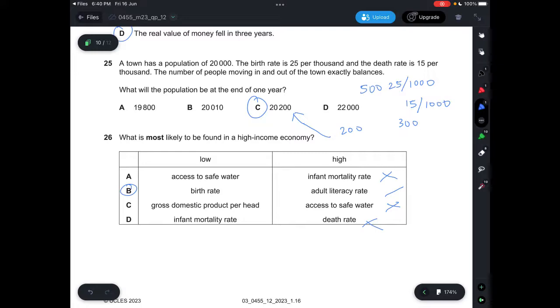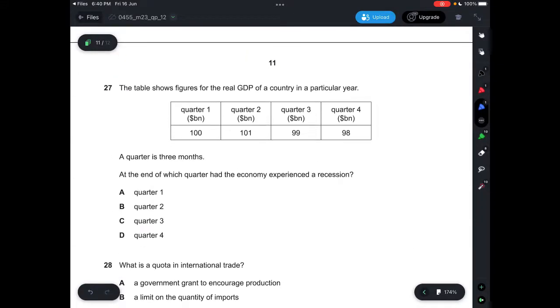So answer is B. 27, the table shows figures for the real GDP of a country in a particular year. So you can see that in quarter 1 is 100, quarter 2 is 101, quarter 3 is 99, quarter 4 is 98. And then at the end of which quarter had the economy experienced a recession? All right, so in quarter 1 is 100 billion, quarter 2 is 101, quarter 3 is 99 billion, and quarter 4 is 98 billion, like I mentioned.